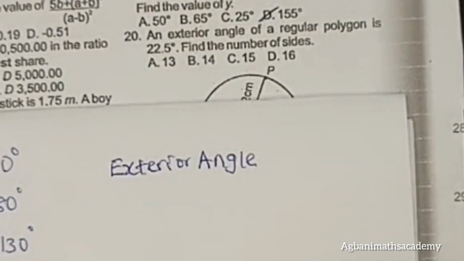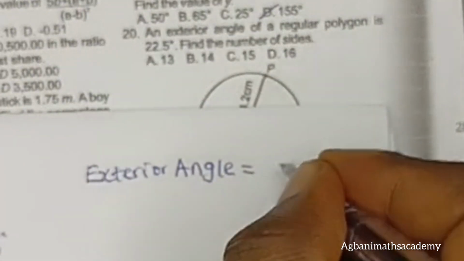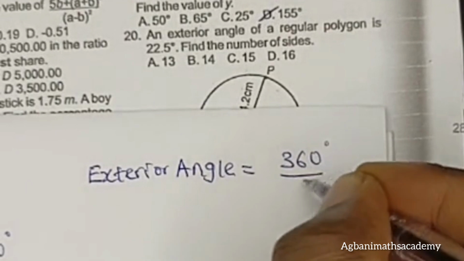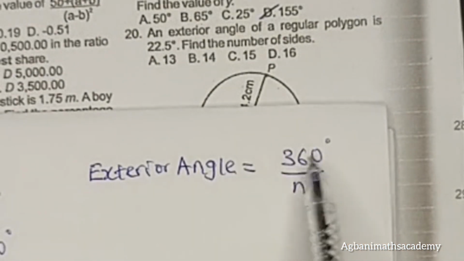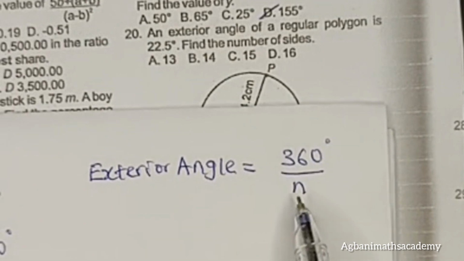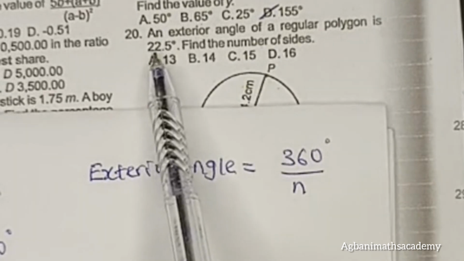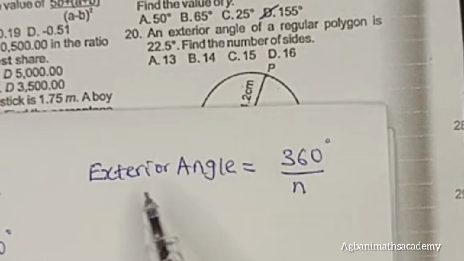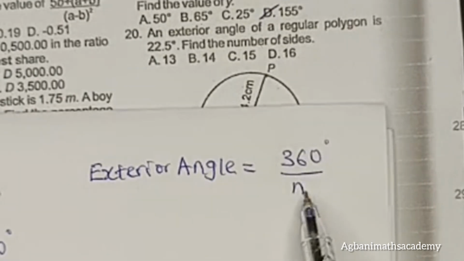So exterior angle, sorry, it gets blurry sometimes as I'm writing, is equal to 360 degrees divided by n. So the formula we are using for number 20 is exterior angle is equal to 360 degrees divided by n. N represents the number of sides. So in this particular question, we know what the exterior angle is. We are told that the exterior angle is 22.5 degrees. So we fix it here and we find the value of n. Remember, we are told to find the number of sides, which is n.